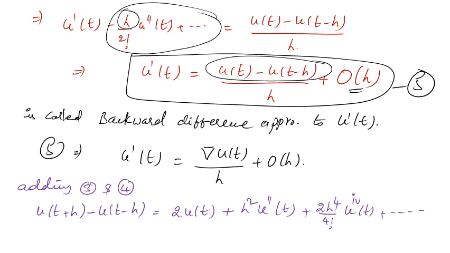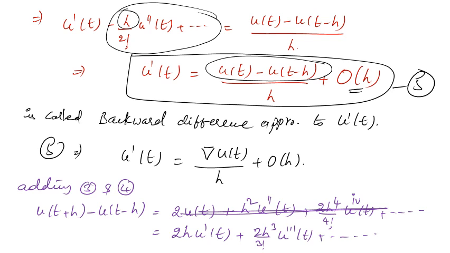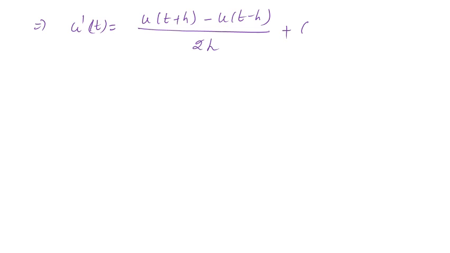Now if I subtract, I will get the odd terms. u of t gets cancelled, and you will get 2h u dash t, plus 2h cube by 3 factorial u triple dash t. From this, u dash t, you write by taking 2h common, then you will get u of t plus h minus u of t minus h whole by 2h, plus the remaining terms will be order of h square.